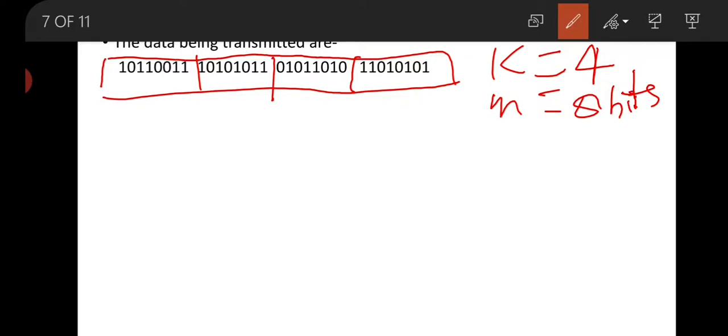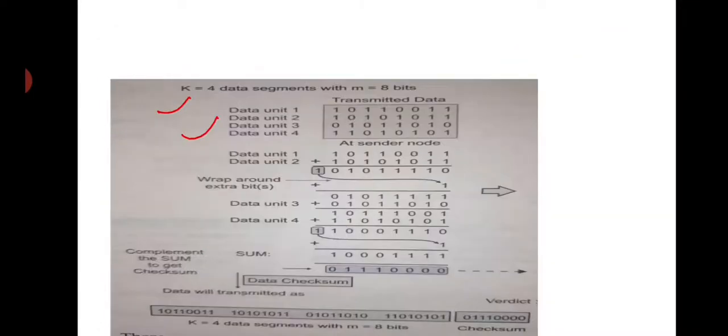8 bits. Now this is our first segment. First, we are going to divide the length of data into k segments. That means we have divided it into 4 segments, and each segment has 8 bits. Now this is your first step.